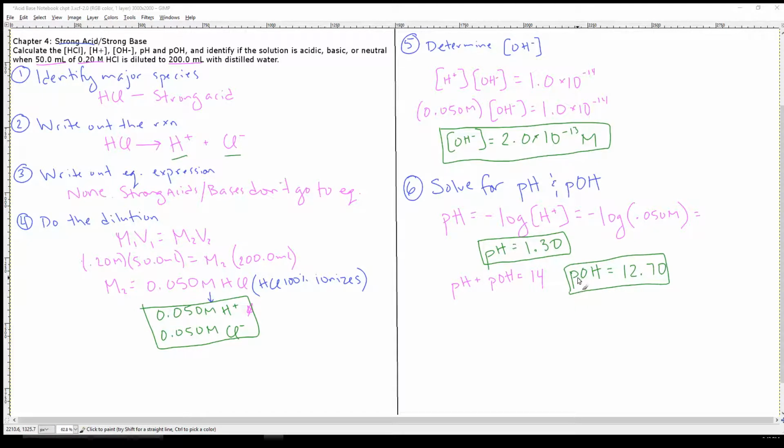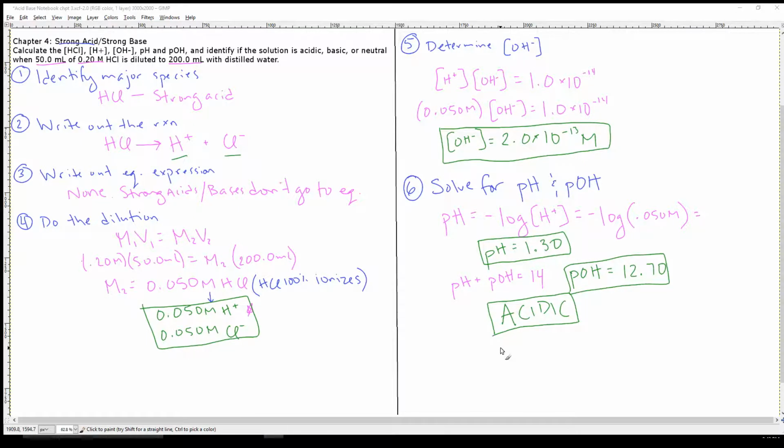Great. And now let's compare these numbers here. pH of 1.30, that's a very low pH. And we know that the smaller the pH is, the more acidic something is. So this thing is highly acidic. More acidic than lemon juice. It is acidic. All right. Great. So that is that problem.